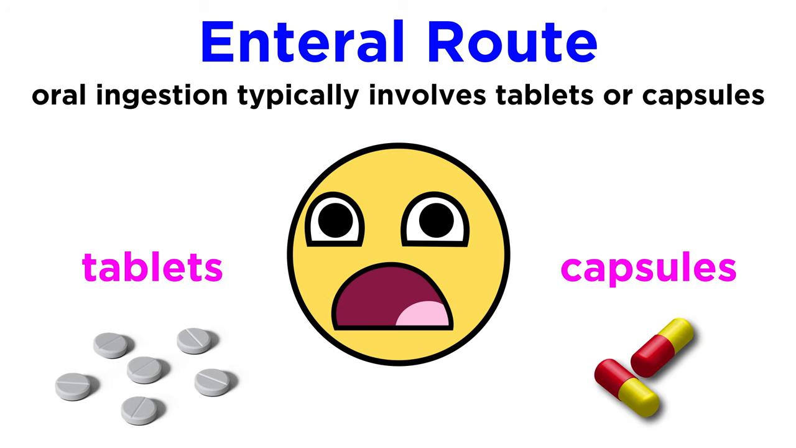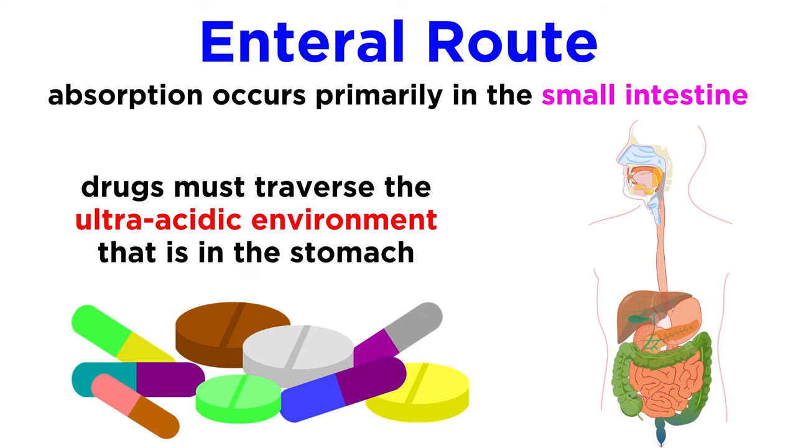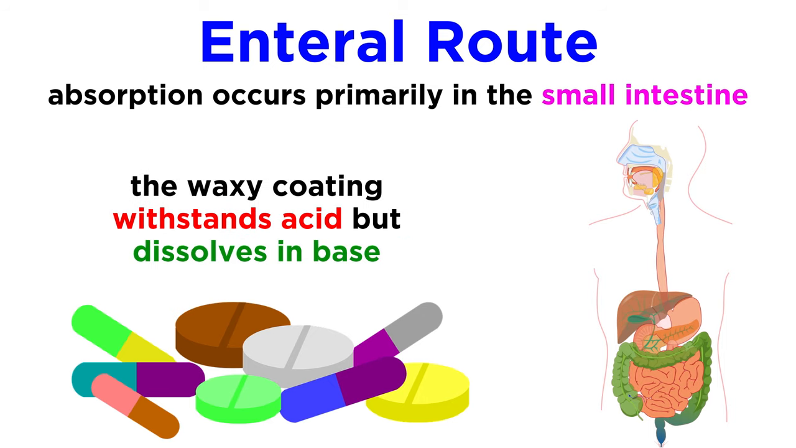If administered through the mouth, this is typically done with tablets or capsules, and this is arguably the easiest way to introduce a drug to the body. If we can recall some things about the digestive system, most of the absorption of nutrients occurs in the small intestine, which means that these drugs must first make it through the ultra-acidic environment of the stomach in order to maximize absorption and reach as many cells as possible. This is why most tablets have a hard, waxy coating that withstands acidic environments, but will specifically dissolve in the basic environment of the intestine so as to be absorbed thoroughly.